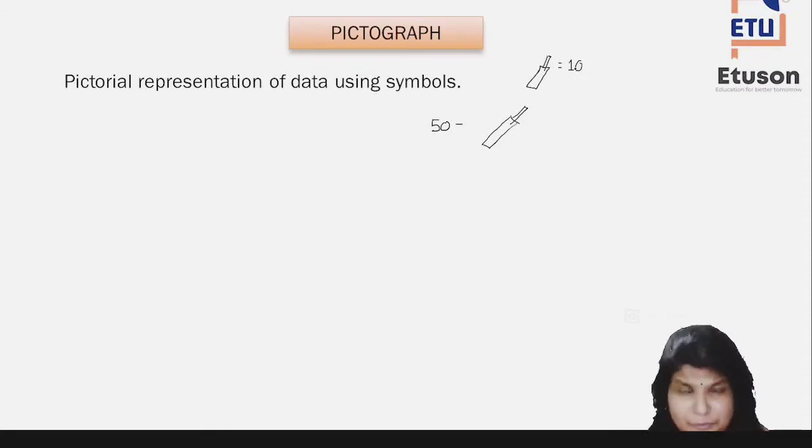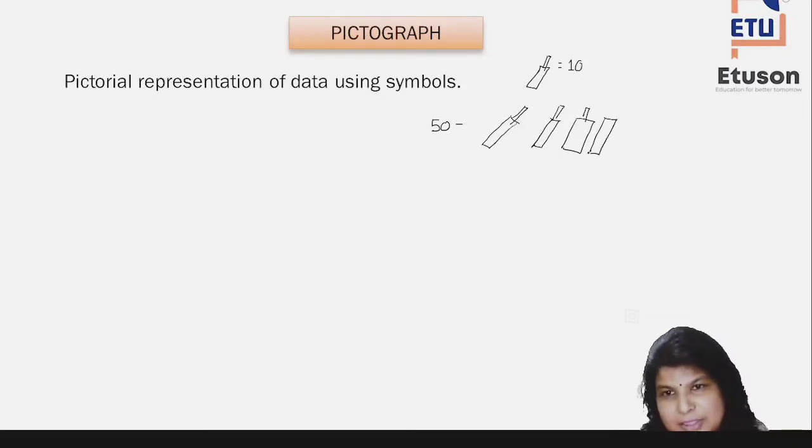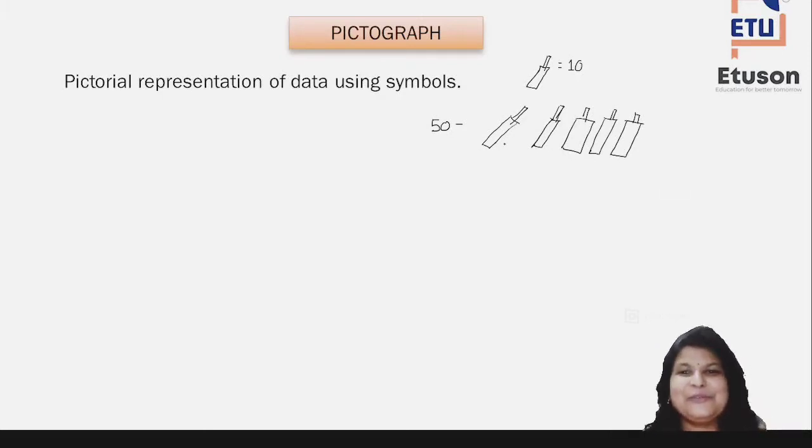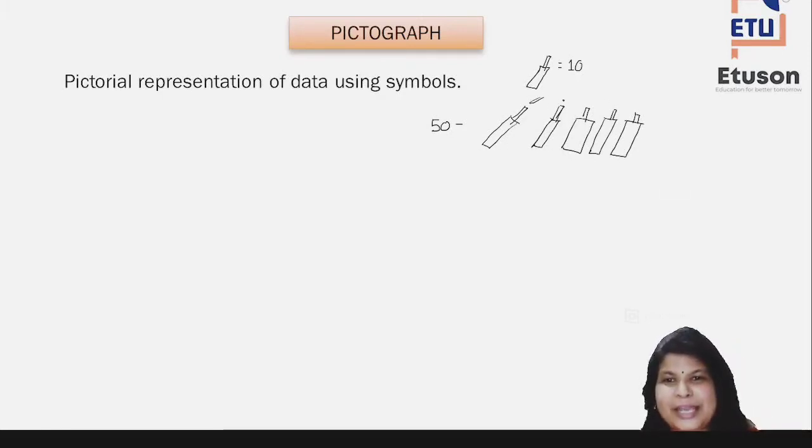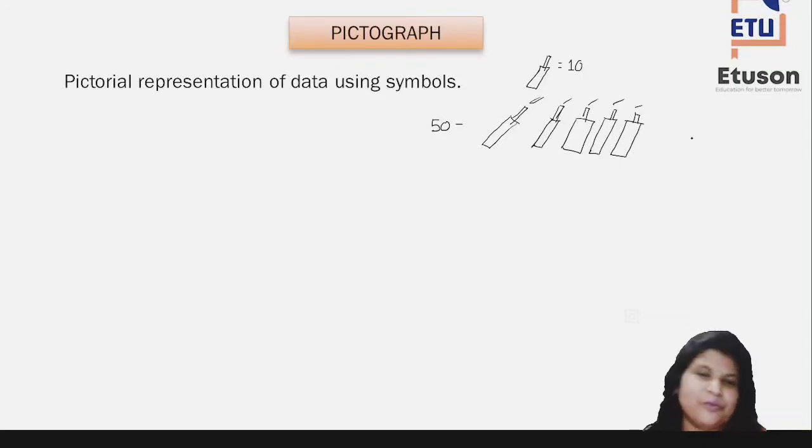Now 50, if one bat represents 10, then how many bats will represent 50? The bats are not structured, just for showing you, I'm drawing. Don't go by its shape. So how many bats have I drawn now? 10, 20, 30, 40, 50. So 5 bats for 50 runs. Okay children, hope you have understood how to draw the pictograph. It will be clear when you take more examples.